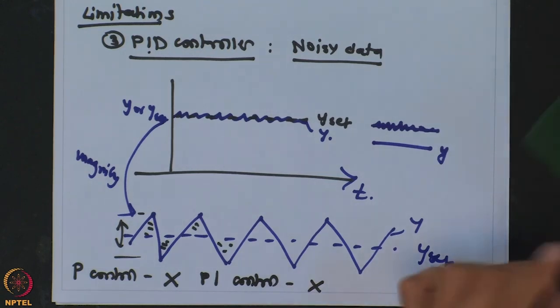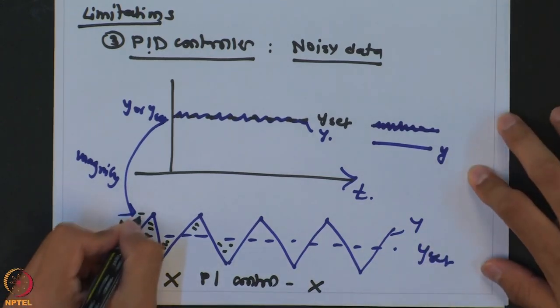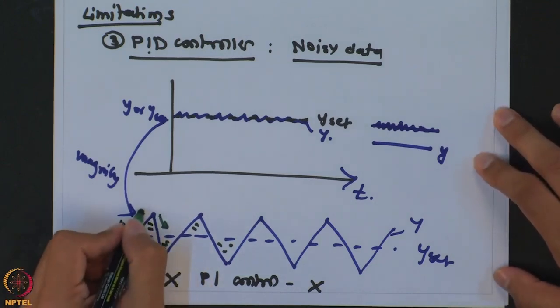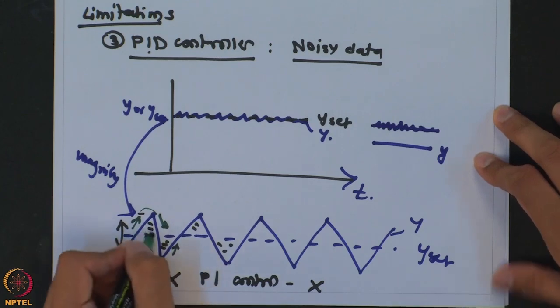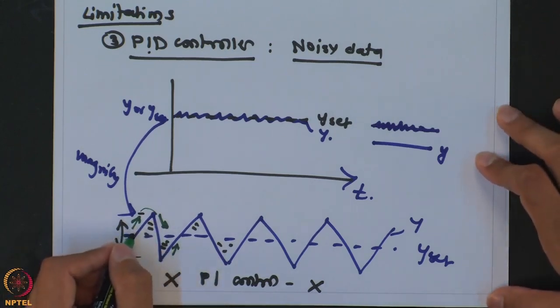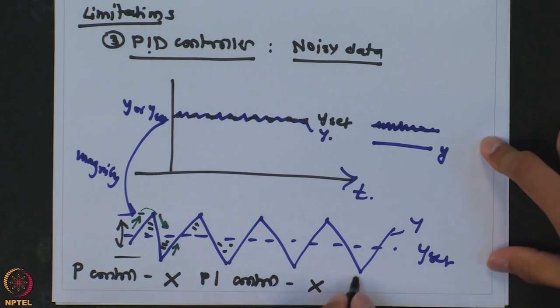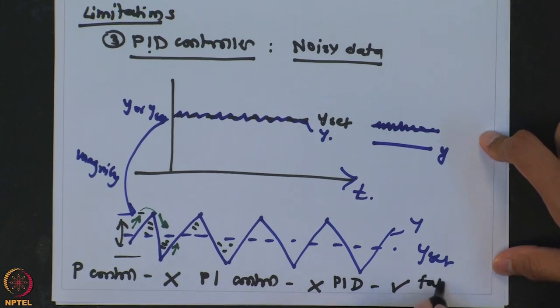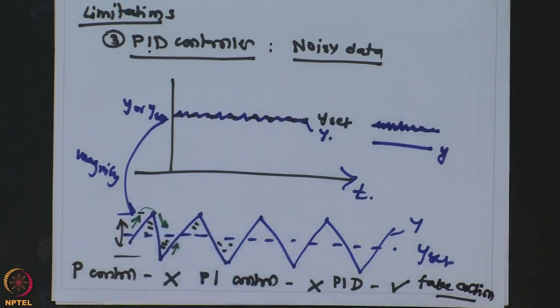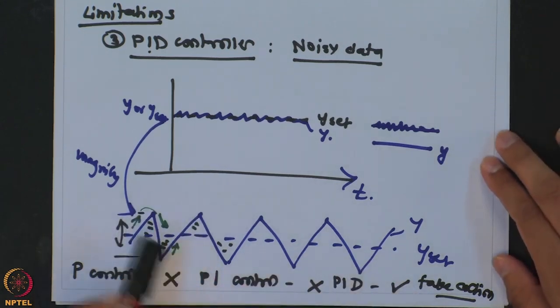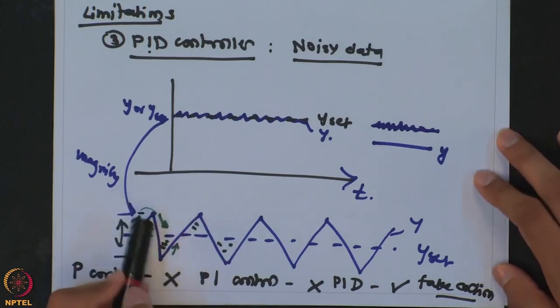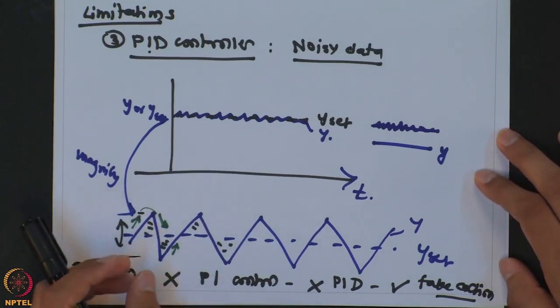But if you look at the derivative action, you will see that here the derivative is positive, suddenly the derivative is negative. So the derivative value can be much larger than the actual value of the error. And in that case, what is going to happen is the derivative action will actually try to react, or will try to take action to eliminate these kind of small fluctuations in the output, which are actually not required. So in that case, because this error is changing direction, a very significant amount of contribution will come from the derivative action.